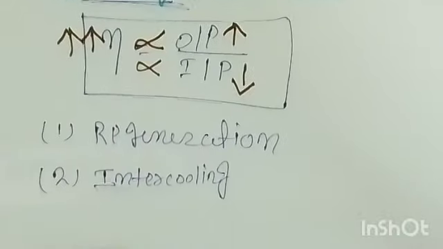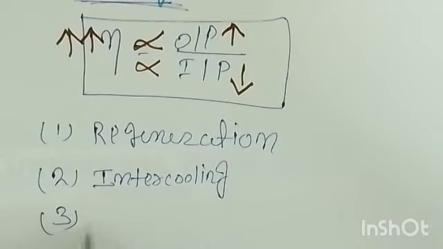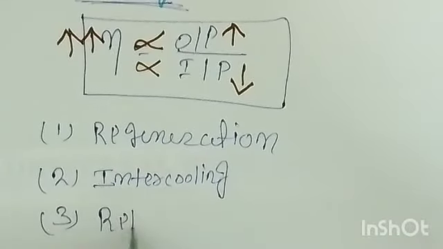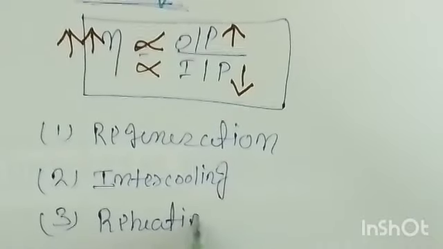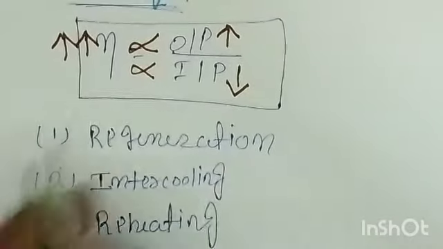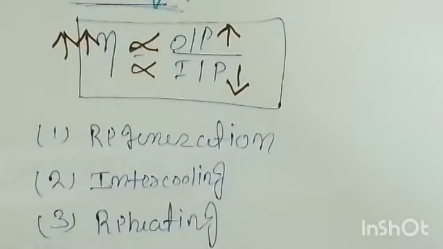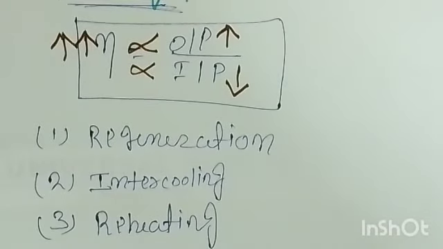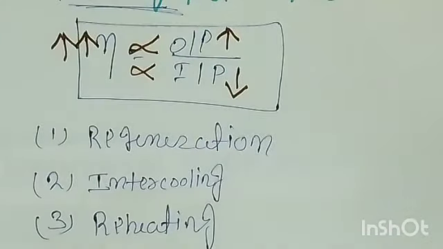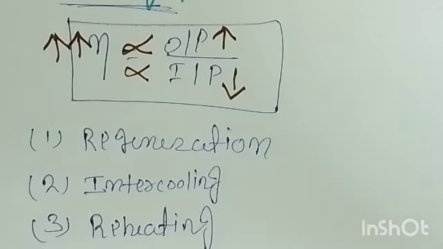Second one is the intercooling, and the third one finally we have reheating. So there are three methods by which you can improve the performance of a gas turbine cycle, that is regeneration, intercooling and reheating. One by one we will discuss all three methods. So let's try. First of all, we'll see the regeneration.